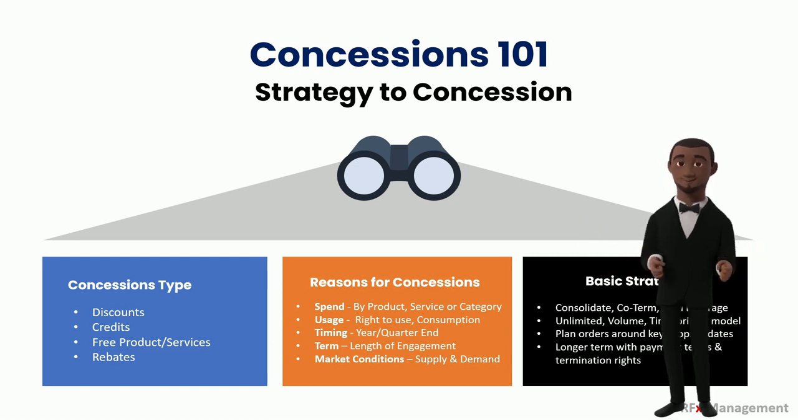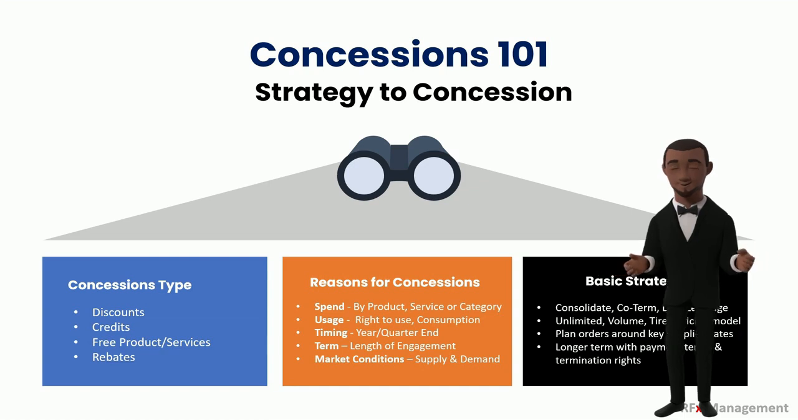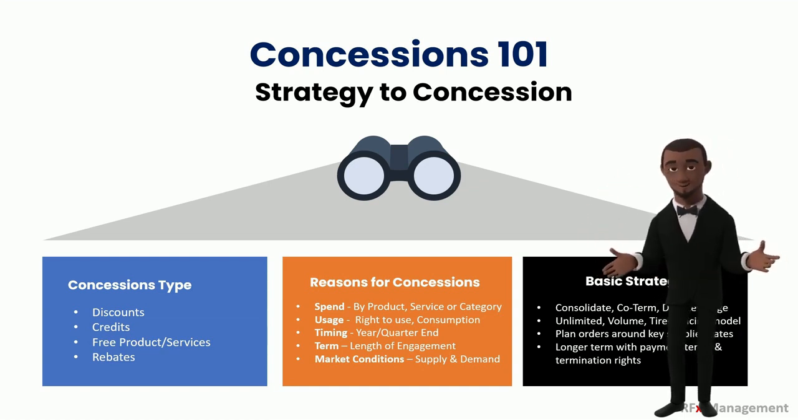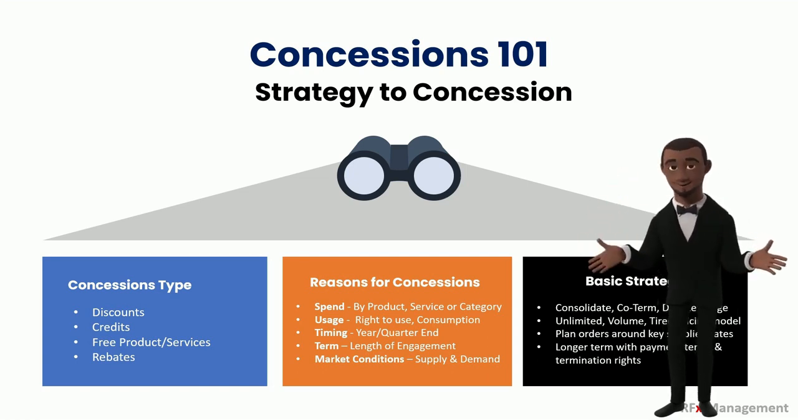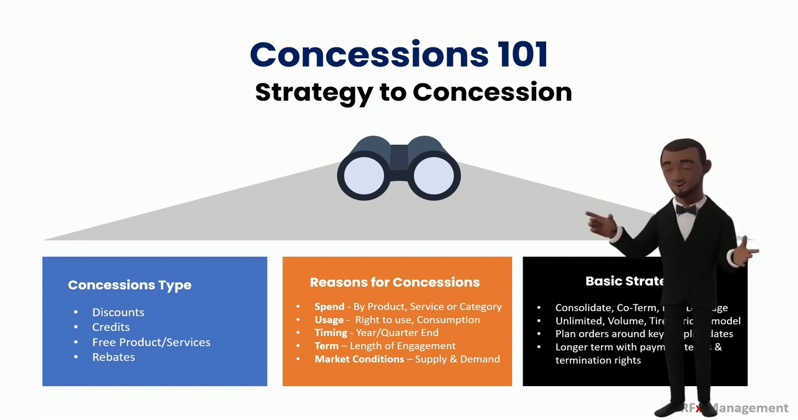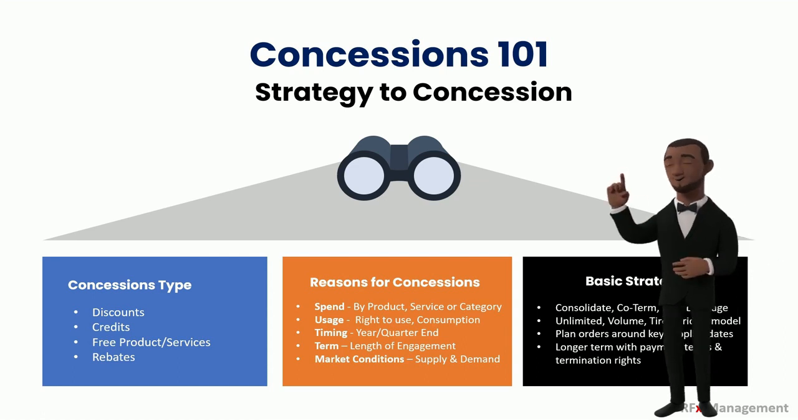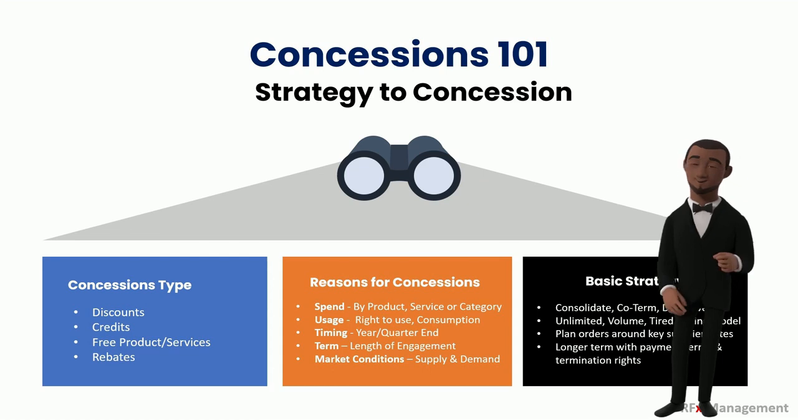Timing: your deals are vital during the supplier's quarter or year-end. Term: suppliers want to book long-term revenue, so suppliers will offer additional concessions for longer-term engagements. Market conditions also play a major factor in the concessions offered to a customer by a supplier. If the demand is low or inventory is high for a particular product, pricing concessions may be aggressive versus a surplus in demand and inventory constraints.